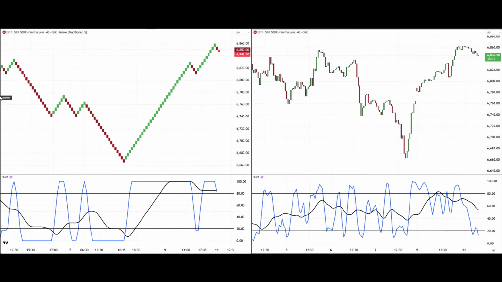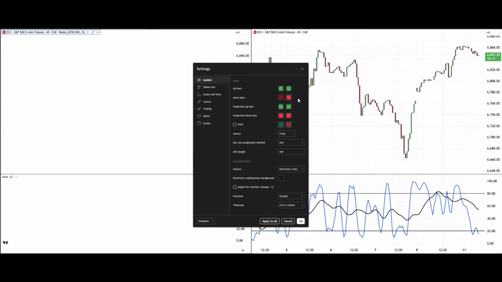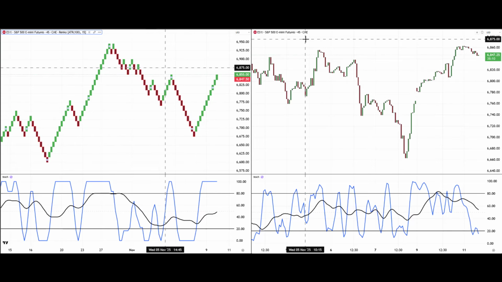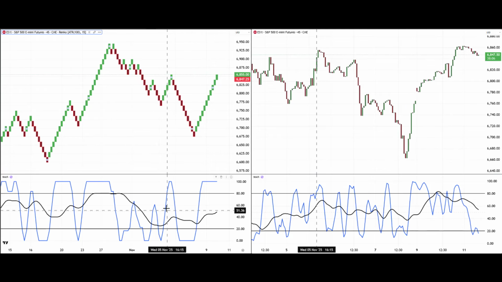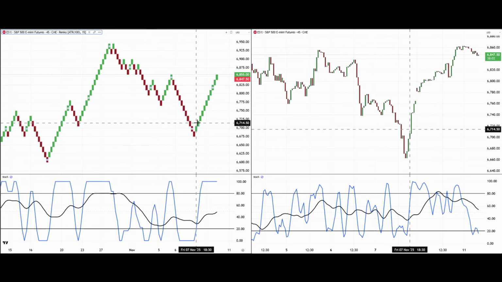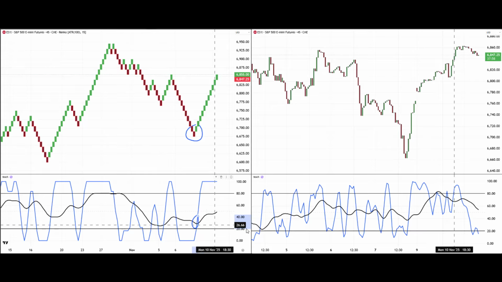So a less obvious example now, the S&P 500. We've got on the left, let's just put that to ATR, a 45-minute Renko chart, 15 block size there, and on the right hand side we've got a 45-minute candlestick chart. We've got the same stochastic indicator. Let's take this obvious example here. We can see that nice turning point there. We got the stochastic telling us to buy.